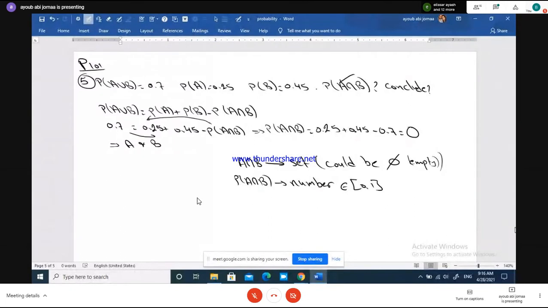A intersection B is not 0, because 0 is not a set. A intersection B is empty. The probability is 0, and we don't say the probability is empty. Don't mix between them. So here, A and B are mutually exclusive because the probability of the intersection is 0. Not the intersection is 0, the intersection is empty. Vocabulary: then A and B are mutually exclusive.